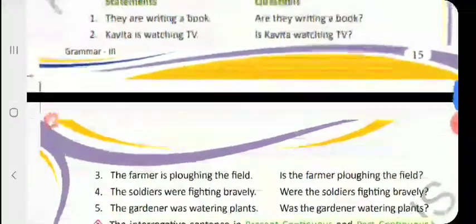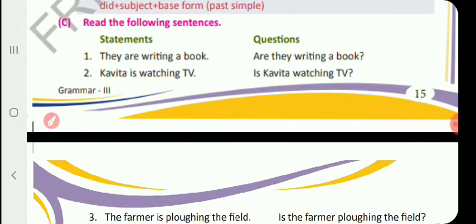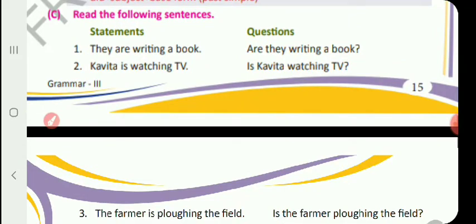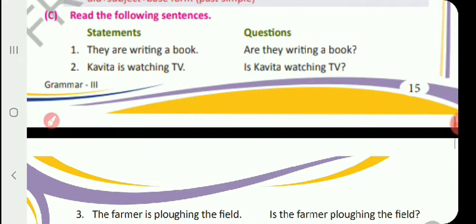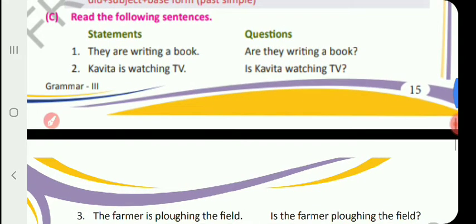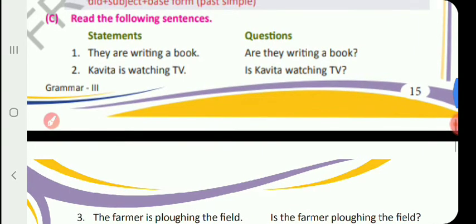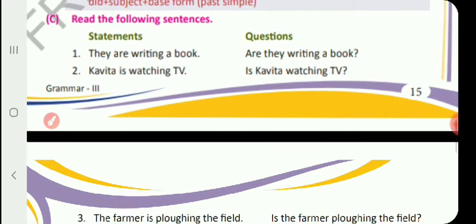Let us see the first question. See, they are writing a book. That is plural, isn't it? The second one, see, Kavita is watching TV. Kavita is a singular subject, isn't it? So here the helping verb is is. So how will you change it into an interrogative sentence? The helping verb is is taken, then the subject Kavita, then watching, that is the present participle ing form of the verb, TV, then at the end a question mark.